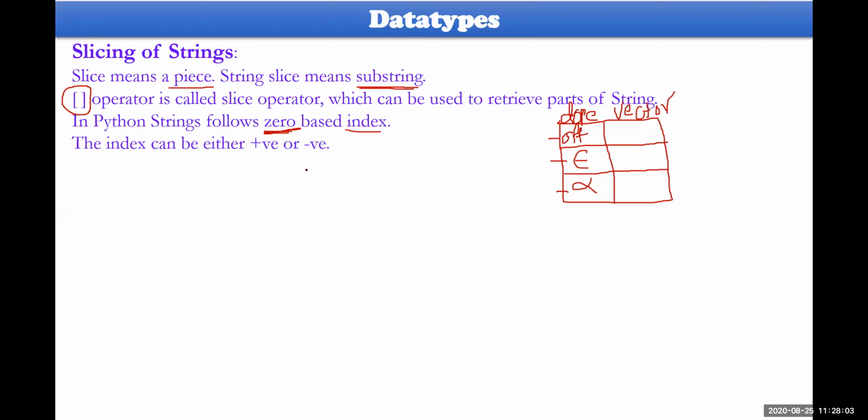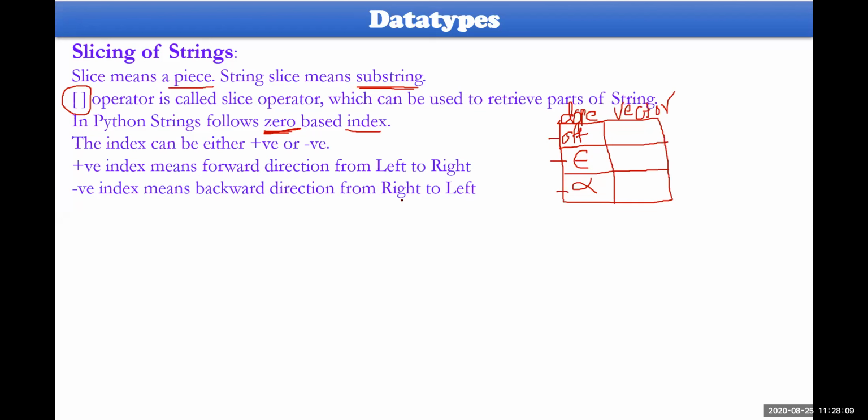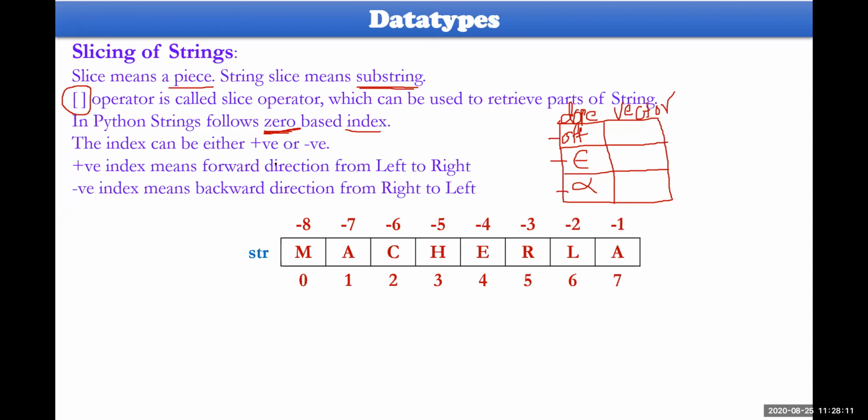Then the index might be either negative or positive. How could it be? Let me show you. Yes, the index will be either negative or positive. A positive index means you are trying to pick up the data in a positive direction, something like this. Negative means we are trying to pick up the data in a right to left direction. That is the only point we would like to consider here.